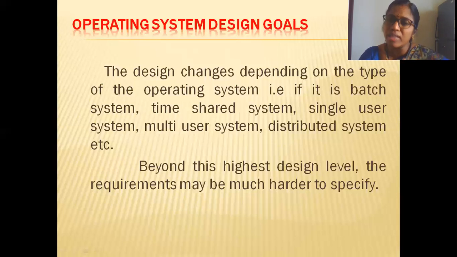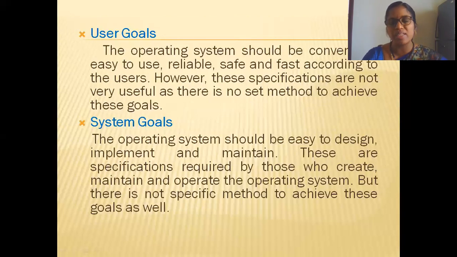Telling all the requirements, or putting all the requirements in one place, is not an easy job when designing an operating system. So next, designing an operating system will be a tough task, where there are two types of goals: user goals and system goals. System goals are nothing but the hardware goals. User goals are nothing but the goals of the people who work with the system.